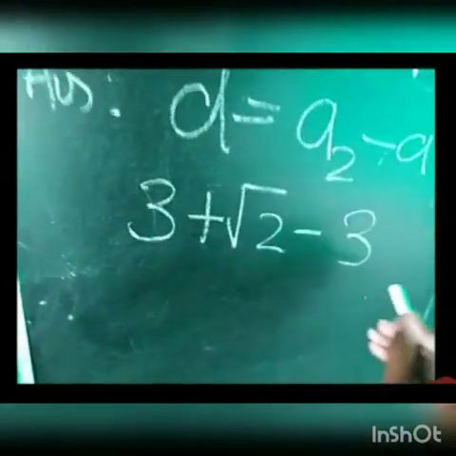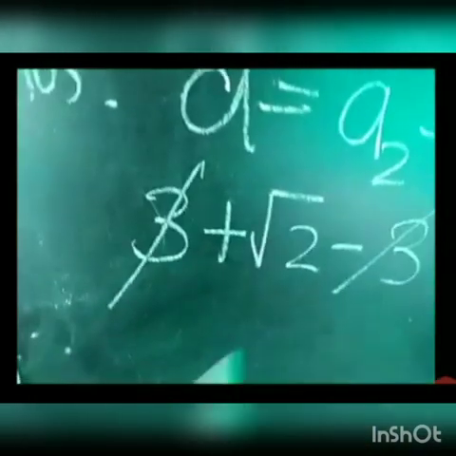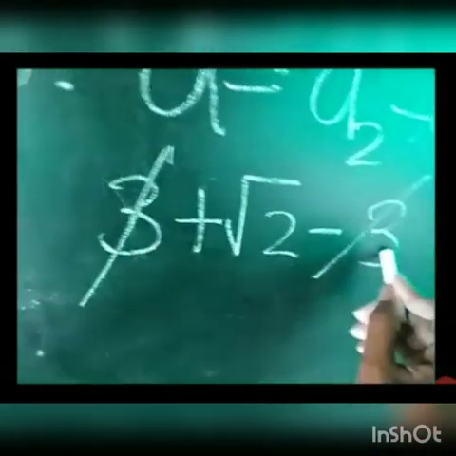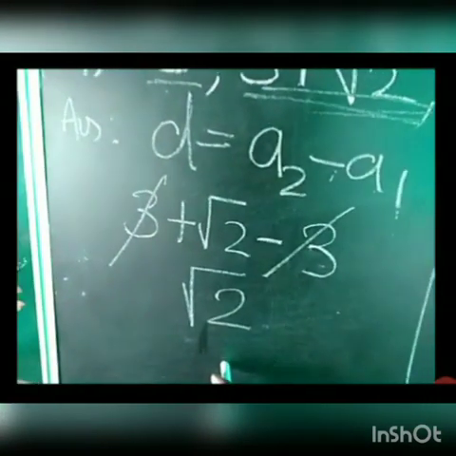3 plus root 2 minus 3 plus 3 minus 3 gets cancelled. 3 minus 3 is 0. So we'll be left over with only root 2. So we got the common difference in this case as root 2. Let us see, we are going to get the same root 2 in this case also.